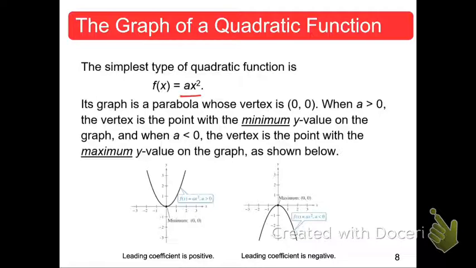This is when we just have ax squared. f of x is equal to ax squared. So we do not have the bx plus c. This is the graph which has a vertex at the origin, or (0, 0). And so when a is greater than 0, that vertex, which now is (0, 0), is the minimum point on the graph. If a is less than 0, that means a negative leading coefficient. Then (0, 0), the vertex, is the maximum point on the graph as shown here.